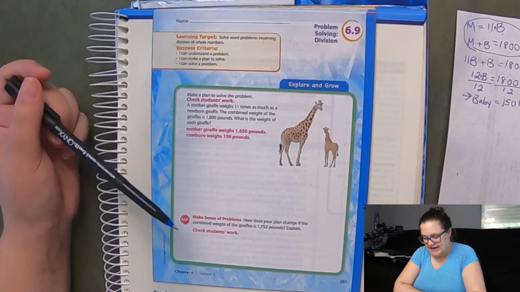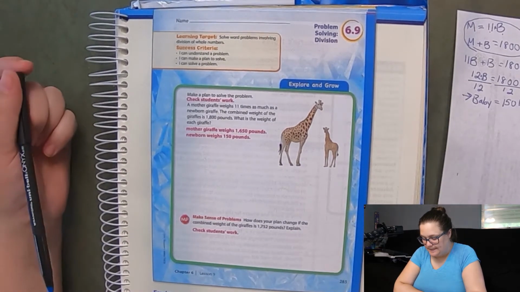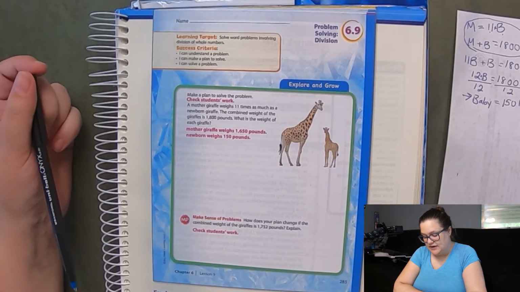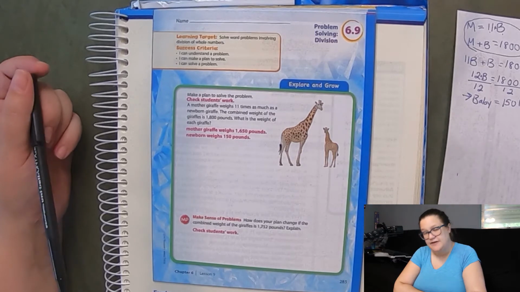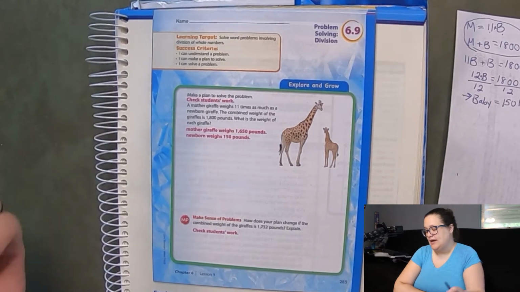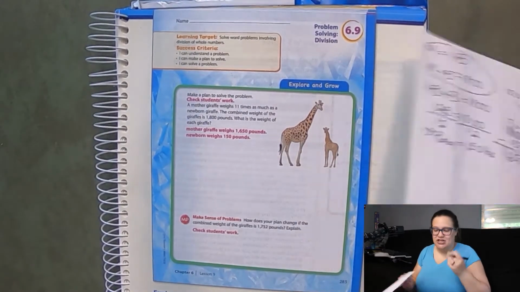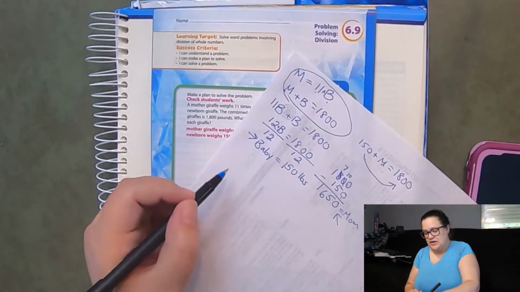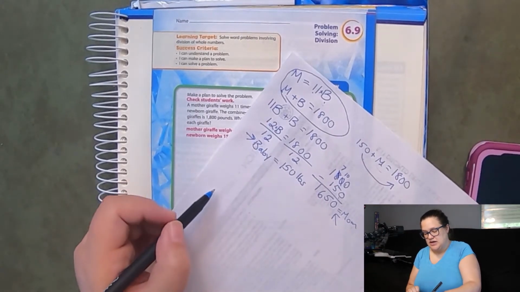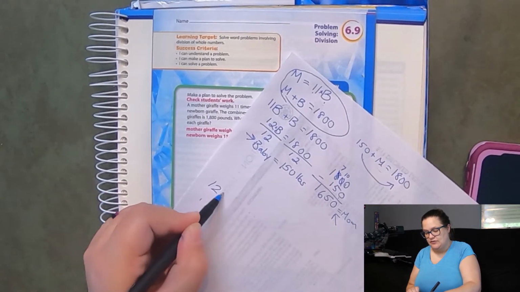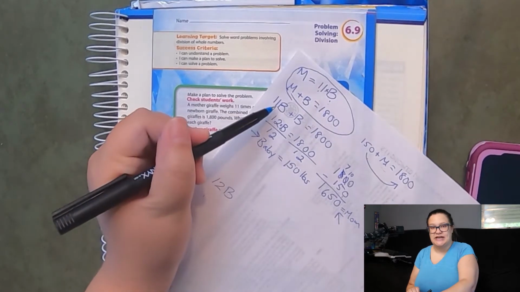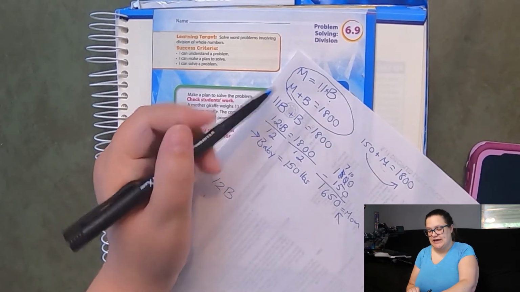How does your plan change? Making sense of the problem. How does your plan change if the combined weight of the giraffes is 1,750 pounds? Okay, so really the only thing that would change in my plan is that you can put 12B, because that part hasn't changed. The only part that's changed is the weight.